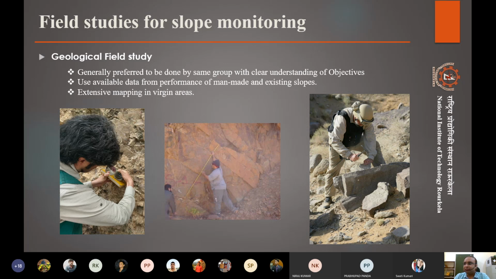So that's why surveys and physical studies on the ground are generally preferred to be done by either a single group, the same group doing the study, or a single person if the scale is small or a small area is to be covered. And that's why it is important that the person understands what he or she is taking care of, or what he or she is recording.